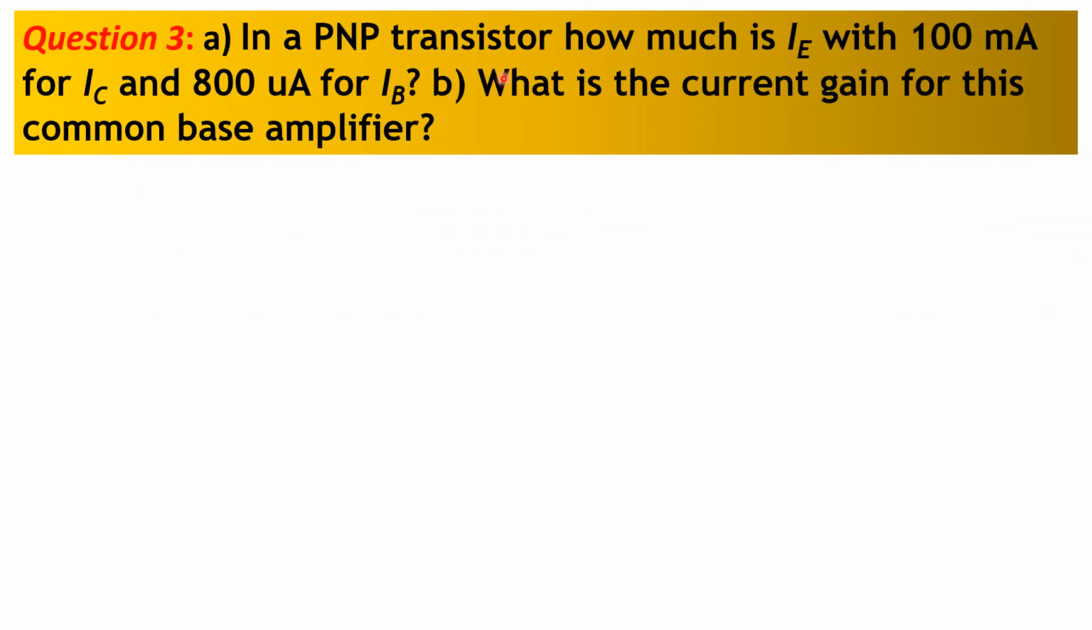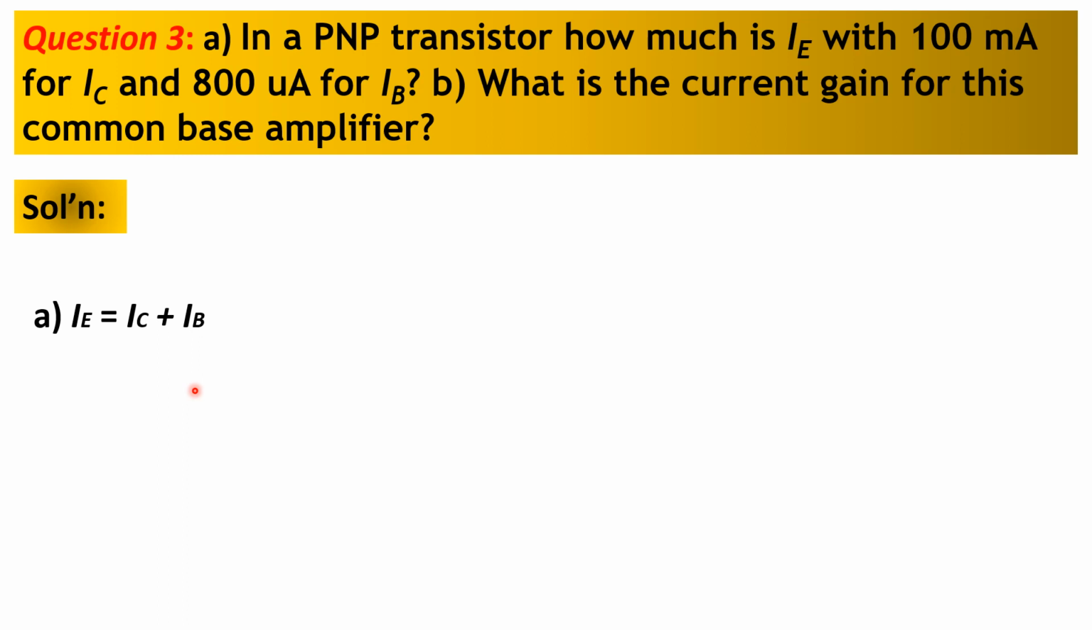Question number 3. Letter A. In a PNP transistor, how much is the emitter current I sub E with 100 milliampere for collector current IC and 800 microampere for IB? Letter B. What is the current gain for this common base amplifier?